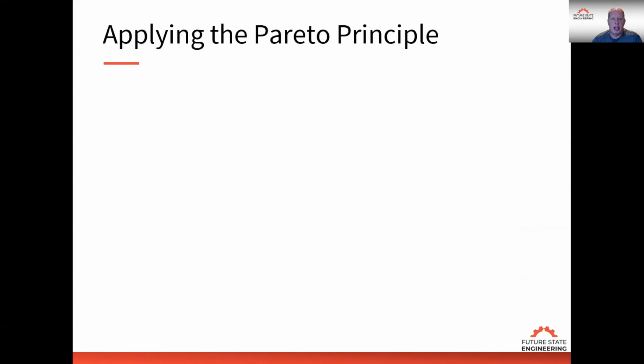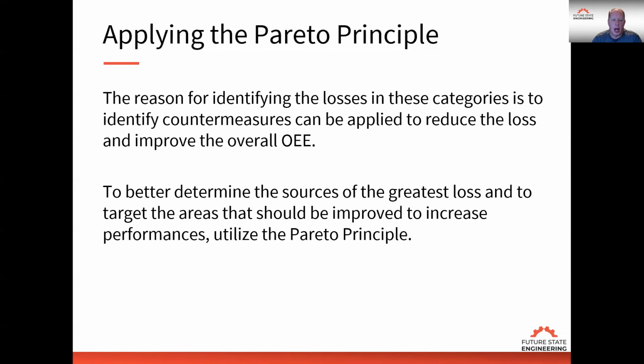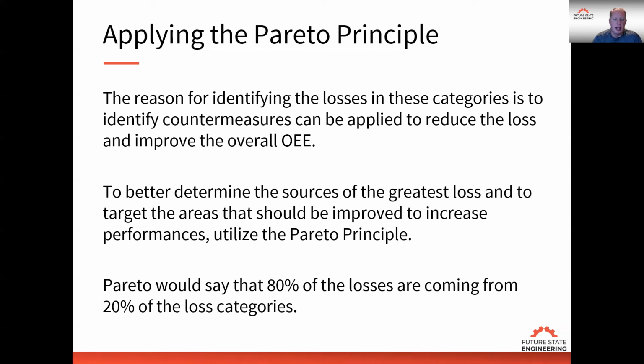Once we get that data, now we want to apply the Pareto principle. What's the Pareto principle? We can look at these categories and identify countermeasures that we need to apply to reduce the loss and improve the overall effectiveness of the process. How do we determine that? We want to use the Pareto principle. What would Pareto say? He would say 80% of the losses are coming from 20% of the loss categories.